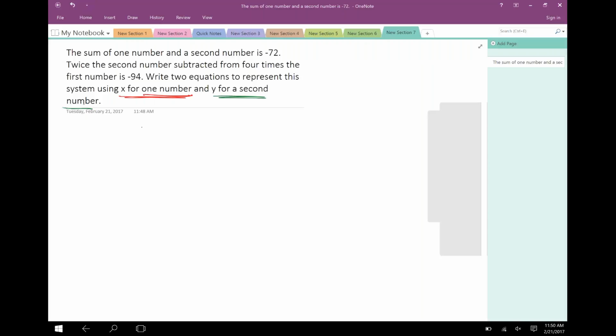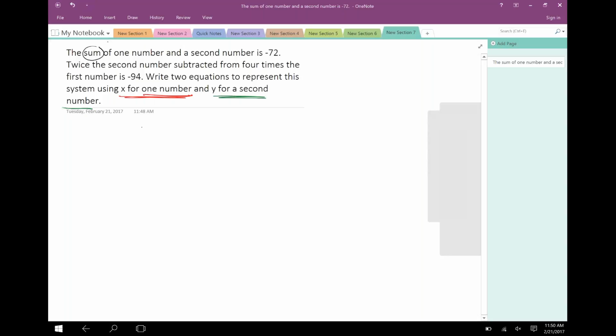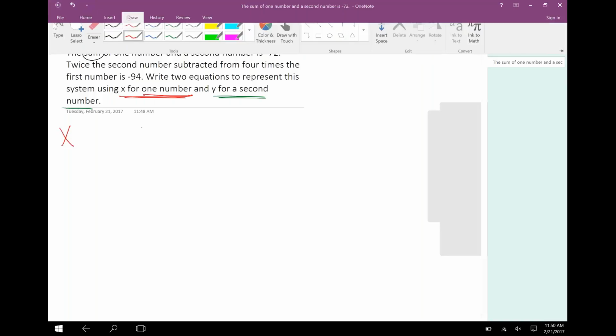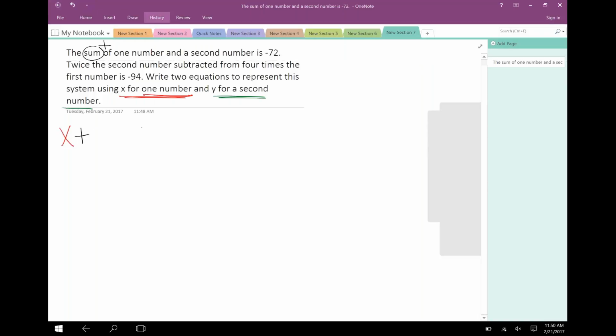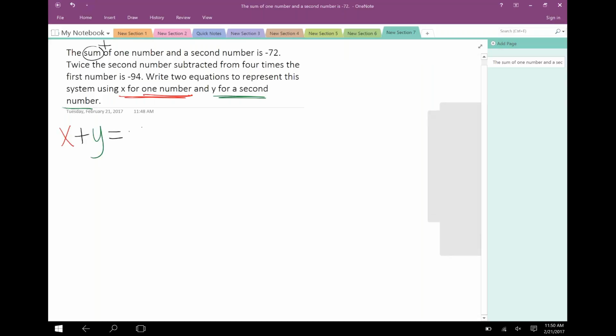So let's see the sum. So sum means we are adding. So the sum of one number, which we're saying is x, and the second number, which is y, is negative 72. That would be equals negative 72. So we already have our first equation for our system.